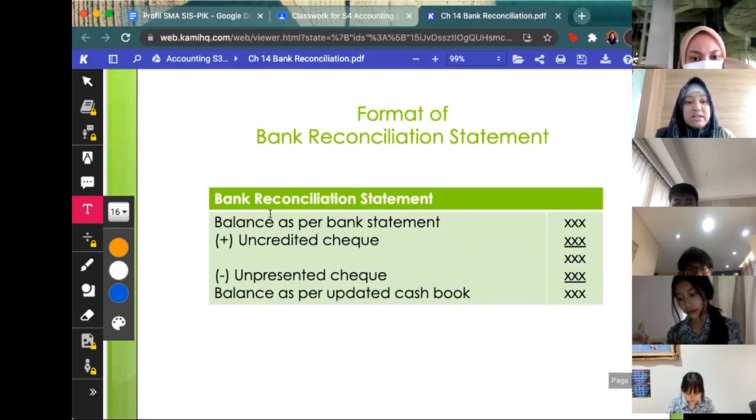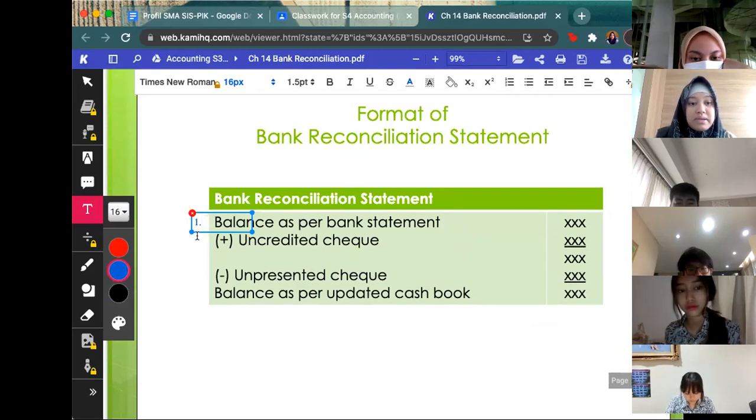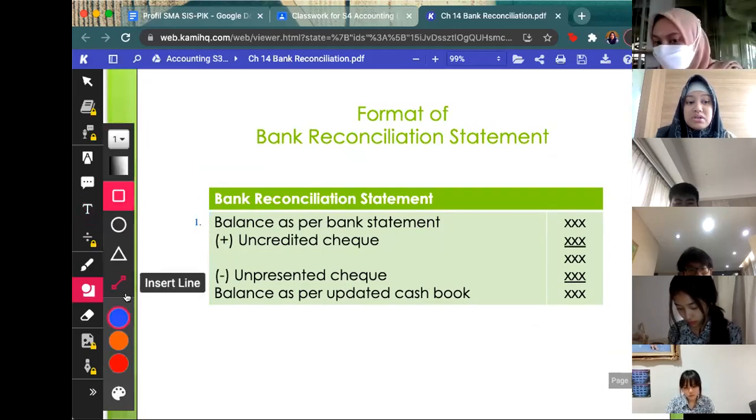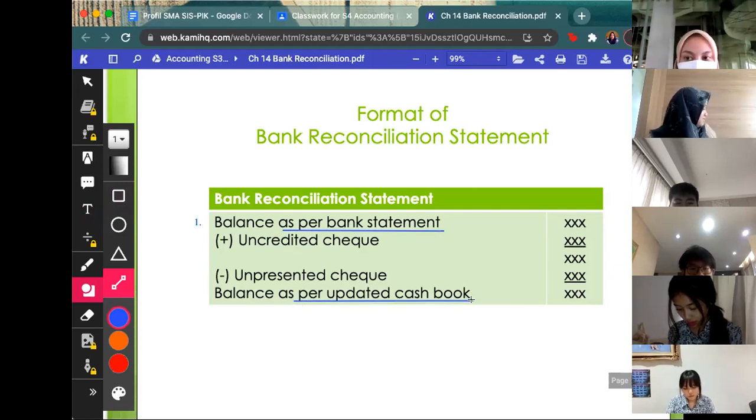The bank reconciliation statement is only like this one. First you will start with balance as per bank statement. This is number one, balance as per bank statement. Number two will be uncredited cheque, and number three will be unpresented cheque. But when I'm talking about balance, the balance will be divided into two, so pay attention. This one is balance as per bank statement, and this one is balance as per updated cash book. This one is per updated cash book, yeah?